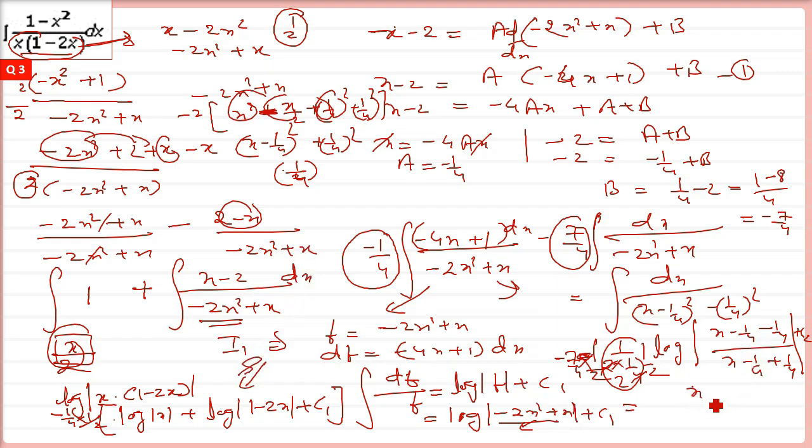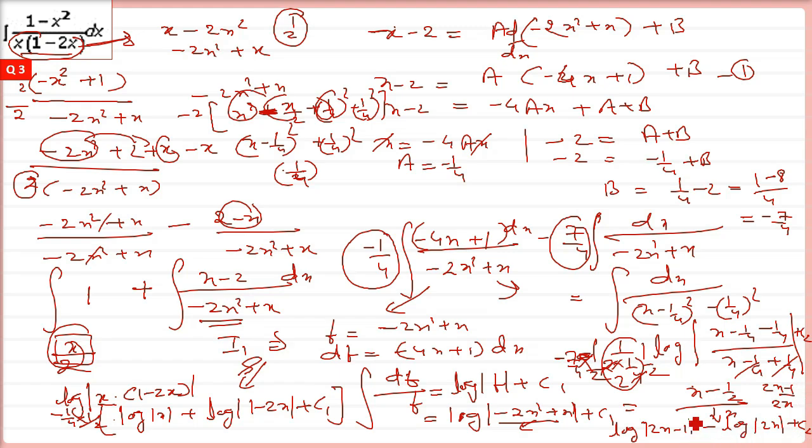It will be x minus 1 by 4 plus 1 by 4. That is 2 by 4, that is 1 by 2 only. So x minus half. In the denominator, this gets cancelled, so only x. So this will be 2x minus 1 by 2x minus 1 by 2, and there is x also. So now log a divided by b is log a minus log b. So log 2x minus 1 minus log 2x plus constant of integration.